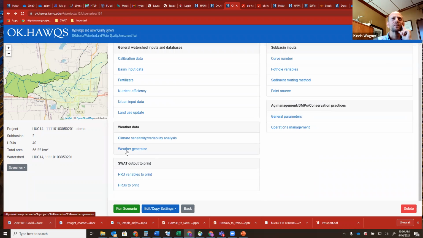Question, I missed it from earlier from Josephus, and he may need to clarify some of it. Josephus asked, is there an opportunity for the user to define the watershed? Is it deep or shallow watershed? Josephus, do you want to maybe explain that one a little bit more?